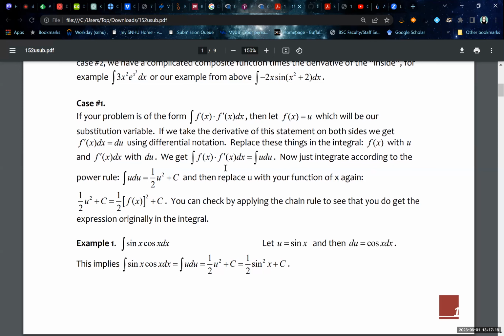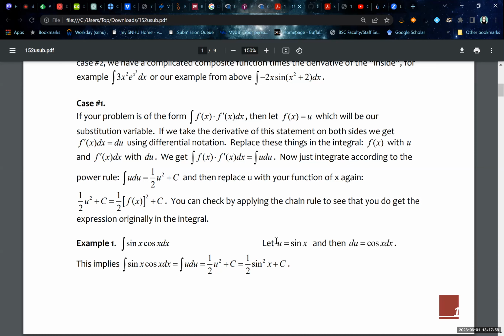Now, in this case, the function that we want to call u is going to be the function itself, not its derivative. In a sine x cosine x scenario, we could let either one be the derivative, but so that we don't have to deal with the sign change, when you take the derivative of cosine, you get minus sine, we're going to let u be the sine function, and then cosine is its derivative without a sign change. So we're going to let u be sine x.